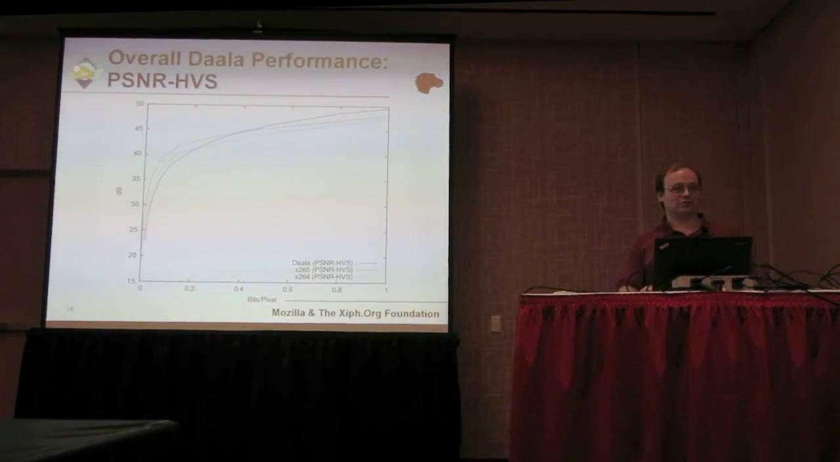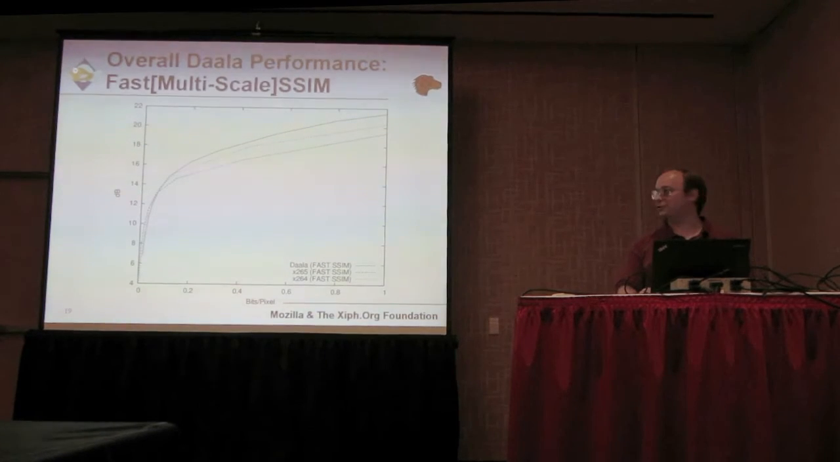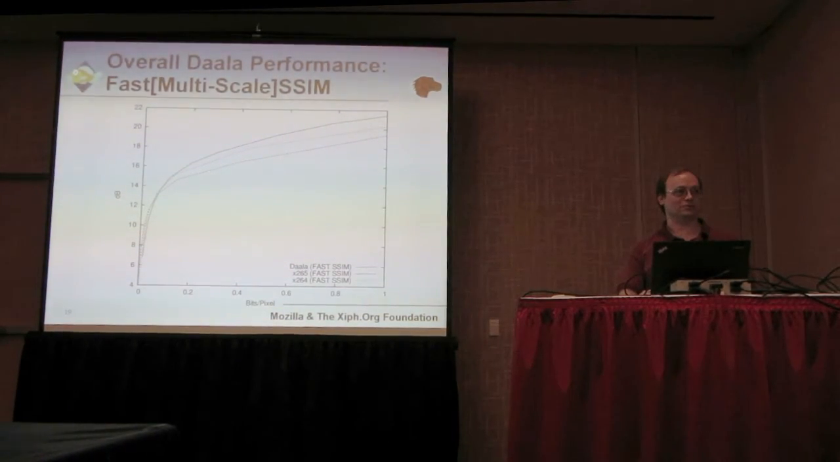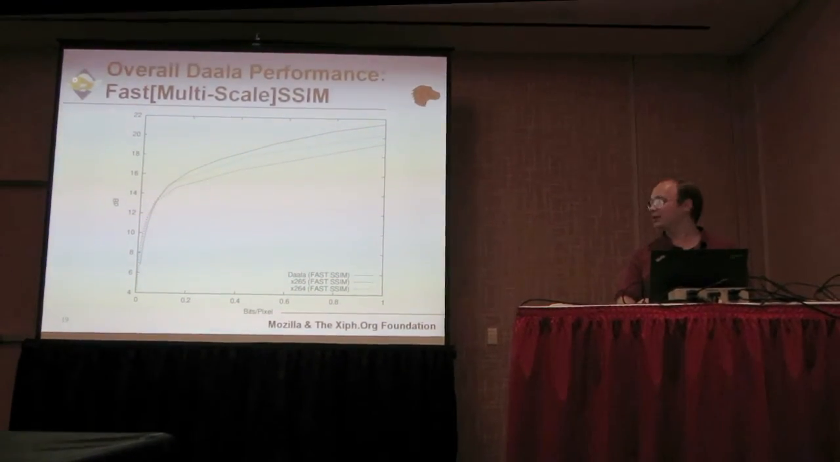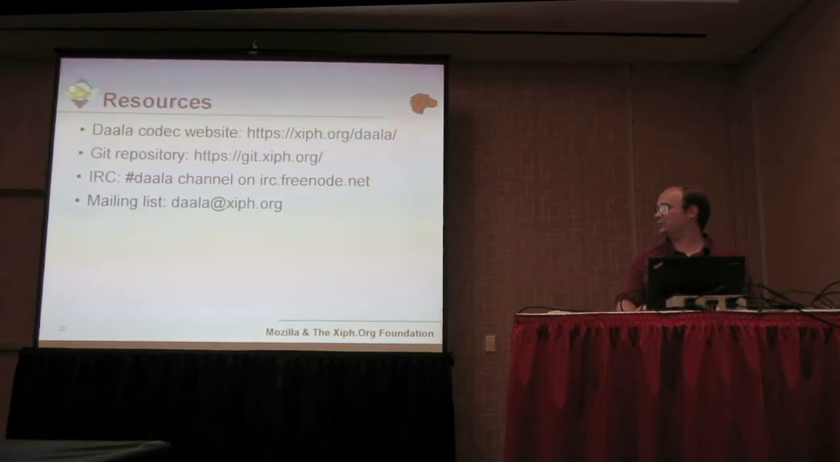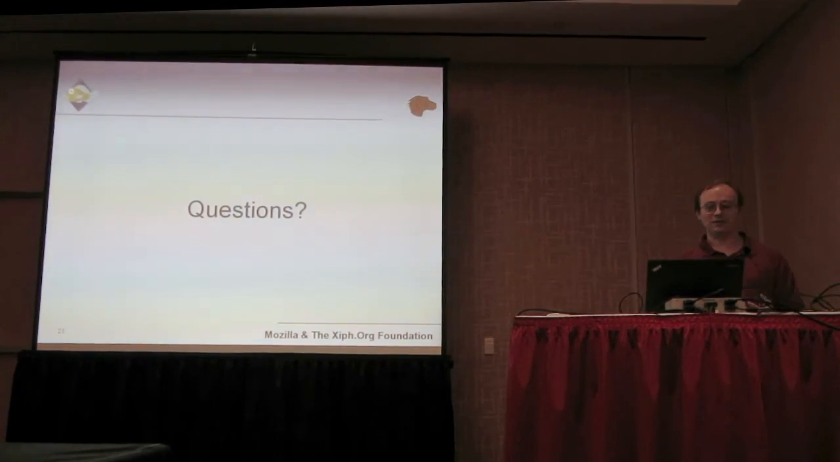But it shows that you can actually build a codec that's at least competitive with the state-of-the-art things using lapped transforms and overlap block motion compensation. So resources are the same as before. Do we have any questions?